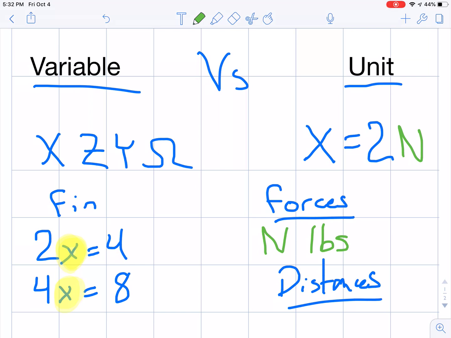Distances, we can see a lot of different distances ranging from centimeters to meters to inches to feet. So they're defining what that 2 is. Again, x equals 2 newtons. x equals 2 meters. So hopefully that cleared up some confusion about a variable versus a unit.